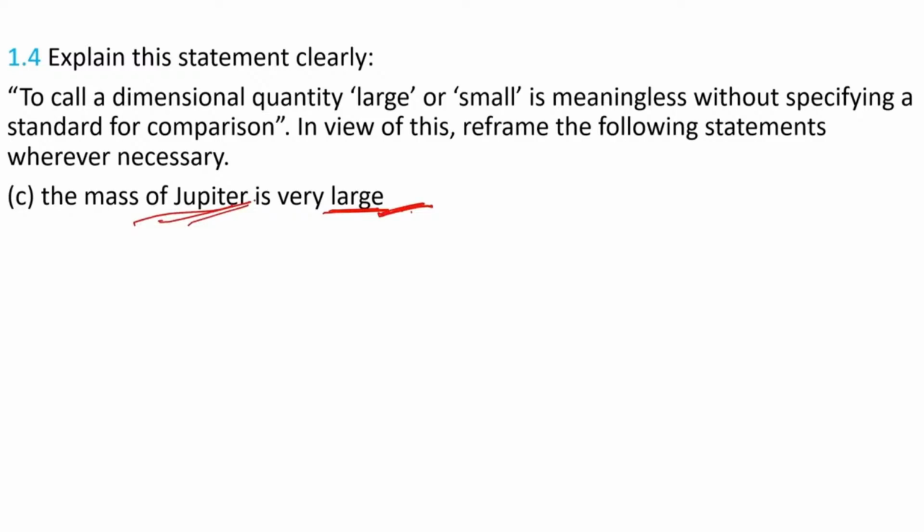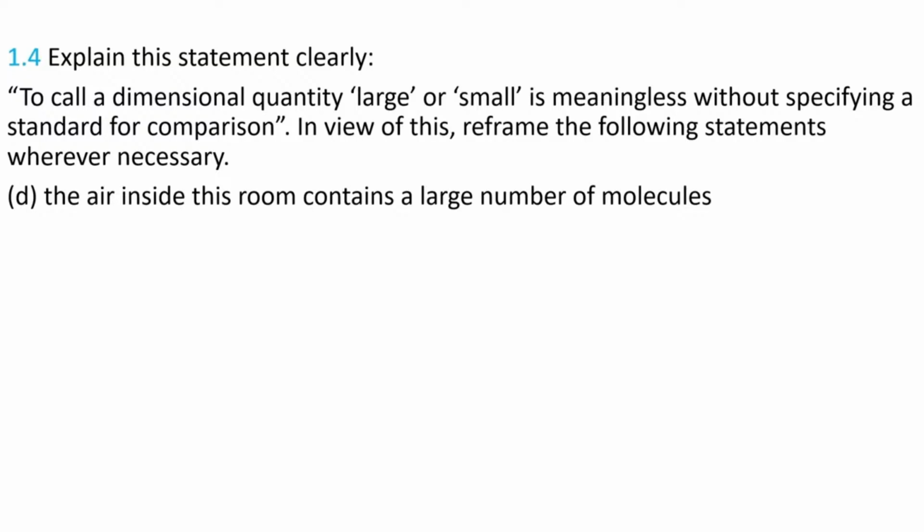So let's say that the mass of Jupiter is very large as compared to that of a cricket ball. Now the fourth statement is the air inside this room contains a large number of molecules. Here again there is no comparison over which large number is stated, large based on what. So we can assume that this room contains maybe a box, and the box contains air itself.